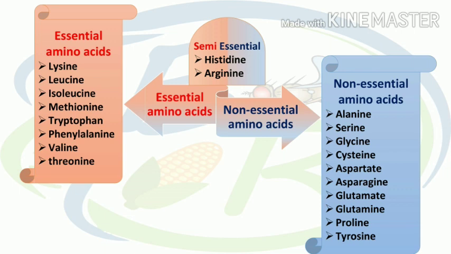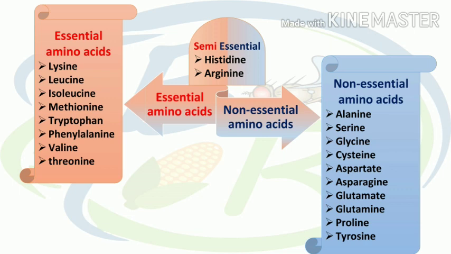Now what are these semi-essential amino acids? Semi-essential means histidine and arginine are the two amino acids which we can synthesize but at a slower rate, and in certain situations such as at a younger age we are not able to synthesize these amino acids. At that particular time we are dependent on external sources, otherwise we can synthesize them.